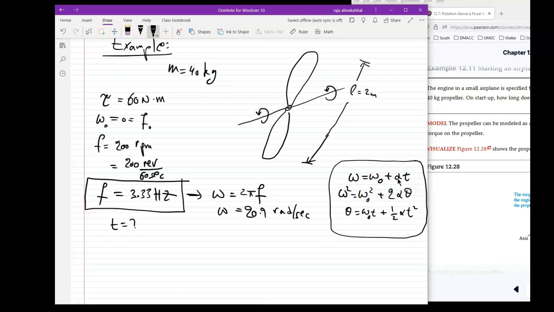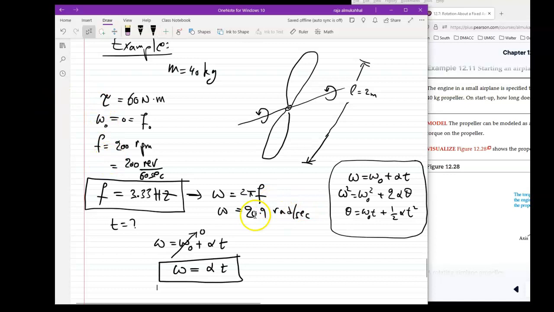Okay, so what we have in here is omega equals omega naught plus alpha t. Now, since the propeller is starting from rest, that means omega naught is 0, right? So I have here omega equals alpha t. I'm almost done with the problem, as you can see. I already know what omega is. I can just plug it in. And he's asking me for t. All I need is to find alpha. Once I find alpha, I'm done with the problem. Well, how do I do that?